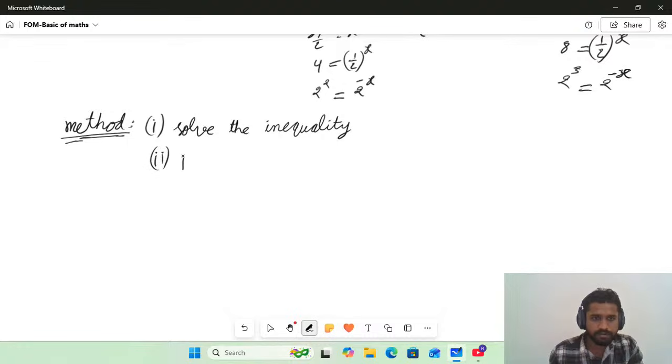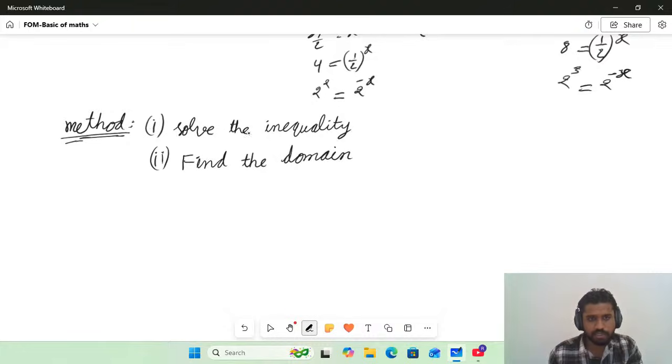The second step is to find the domain. What is the domain here? Domain is nothing but the set of x values for which the function is defined. That is the domain of the function.